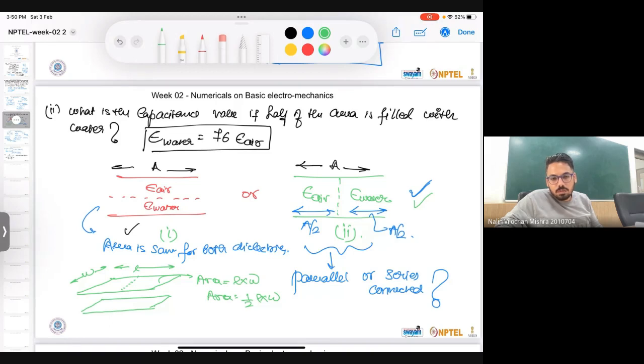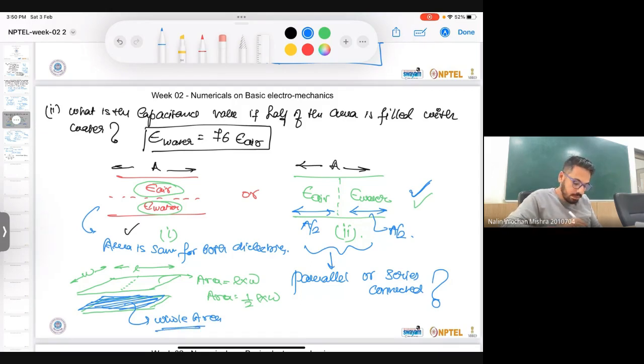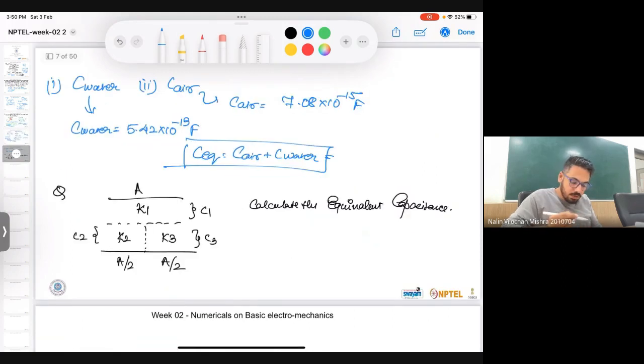It's clear now? Think in this figure, the air medium or the water medium will be fully filled like this, so it will take the whole area. So this is the only possible way. I hope it's clear now.